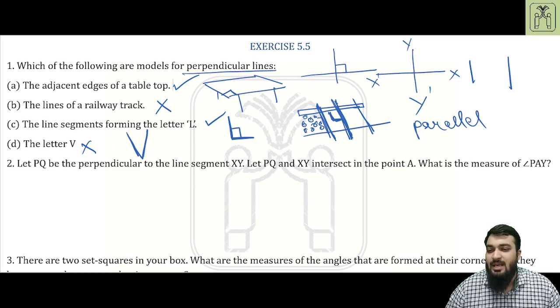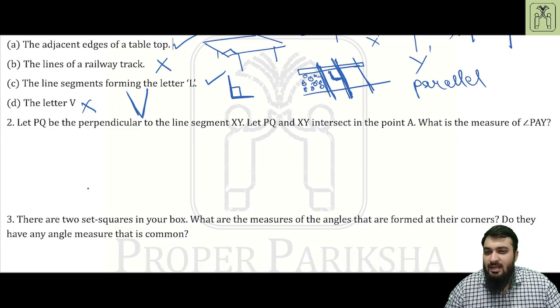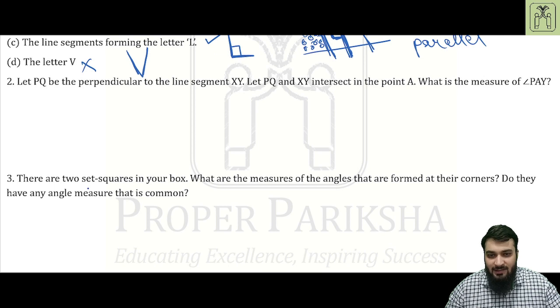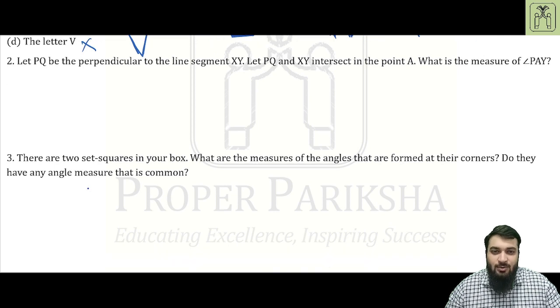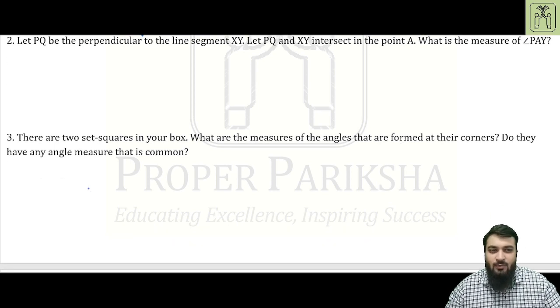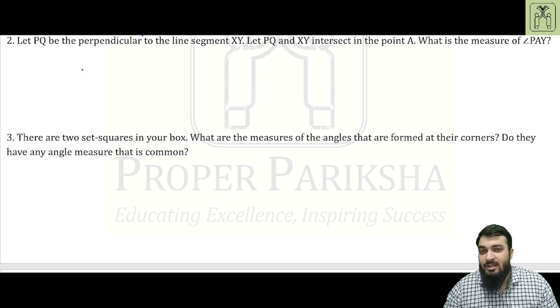Okay. Question number 2. Let PQ be perpendicular to the line segment XY. Let PQ and XY intersect in point A. What is the measure of angle PAY? मतलब क्या कह रहा है?